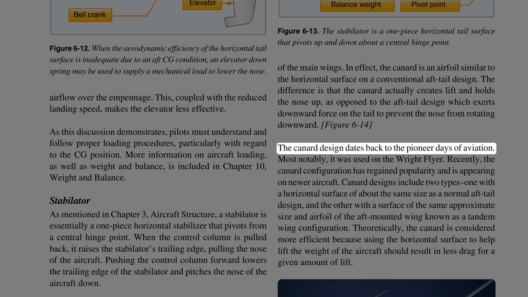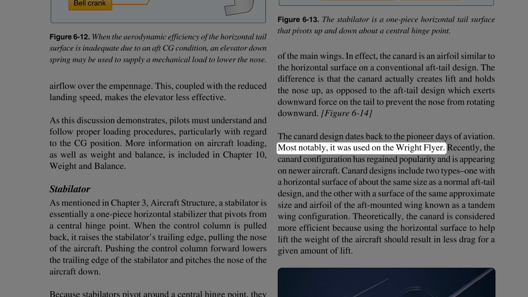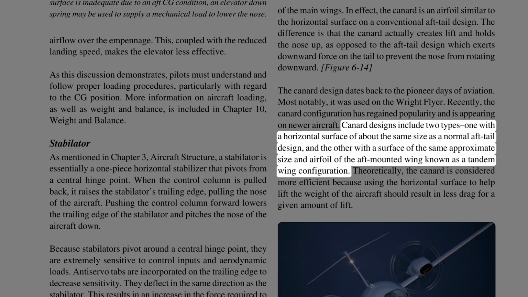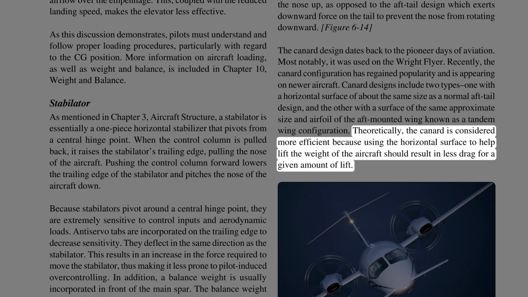The canard design dates back to the pioneer days of aviation. Most notably, it was used on the Wright Flyer. Recently, the canard configuration has regained popularity and is appearing on newer aircraft. Canard designs include two types, one with a horizontal surface of about the same size as a normal aft tail design, and the other with a surface of the same approximate size and airfoil of the aft-mounted wing, known as a tandem wing configuration. Theoretically, the canard is considered more efficient because using the horizontal surface to help lift the weight of the aircraft should result in less drag for a given amount of lift.